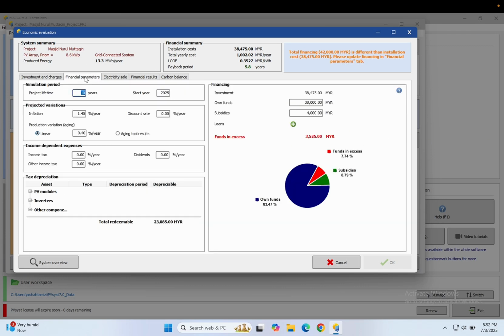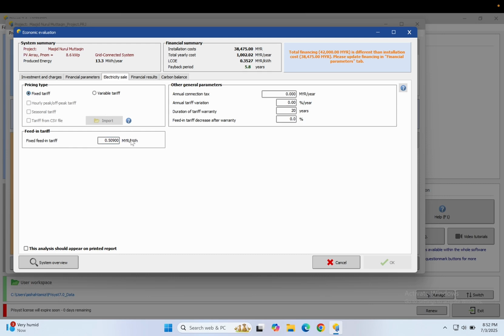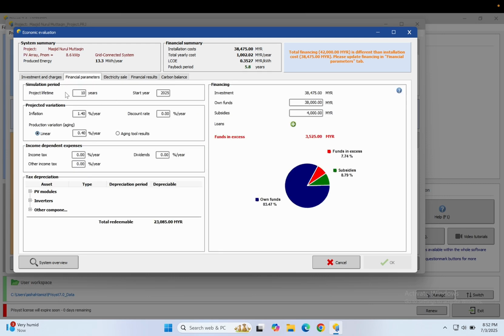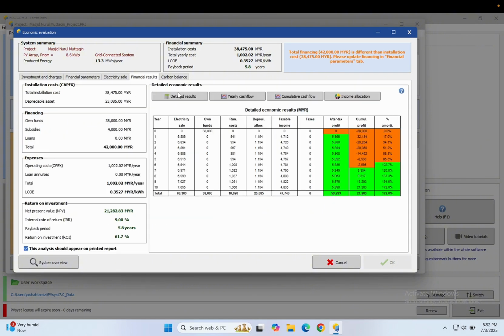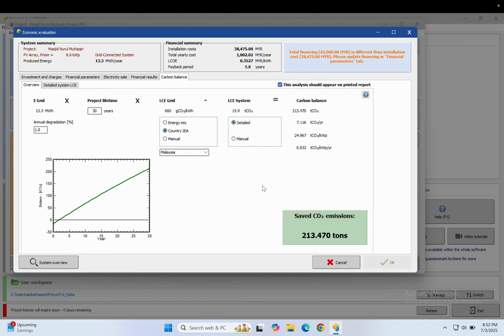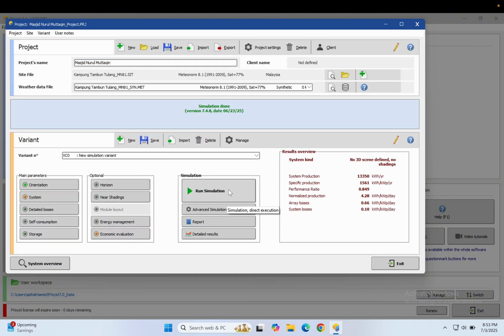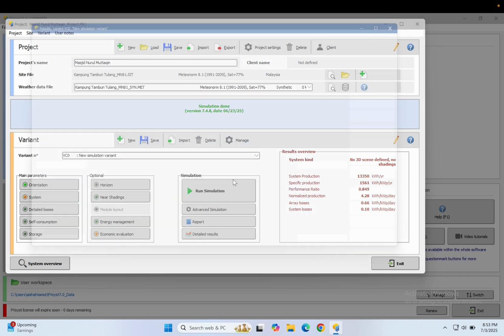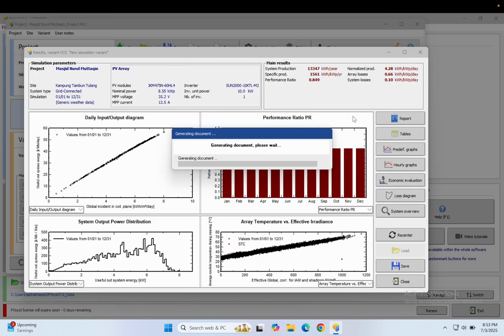After that, financial simulations were run to calculate payback period, LCOE, NPV, and ROI using a feed-in tariff that I use, which is 0.509, and a 10-year project horizon because it is according to SEDA, at start year 2025. So this is the financial result based on installation cost, capex, financing expenses, and also ROI. And this is also the carbon balance which I use to do the environmental analysis. After that, I run the simulations and generate the PVsyst report.